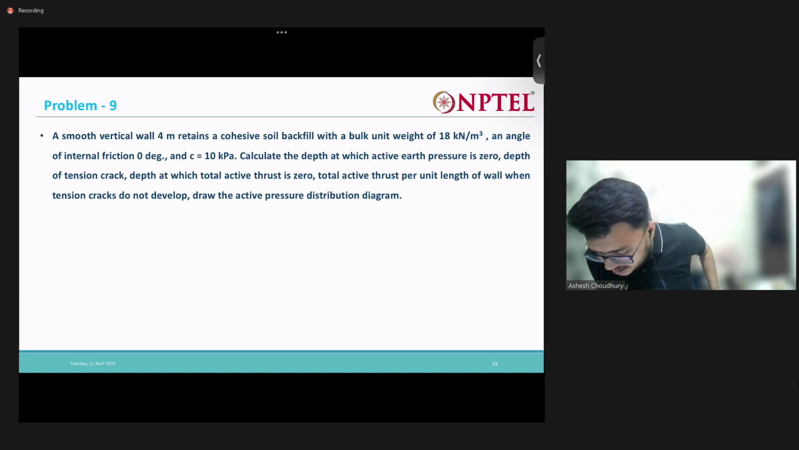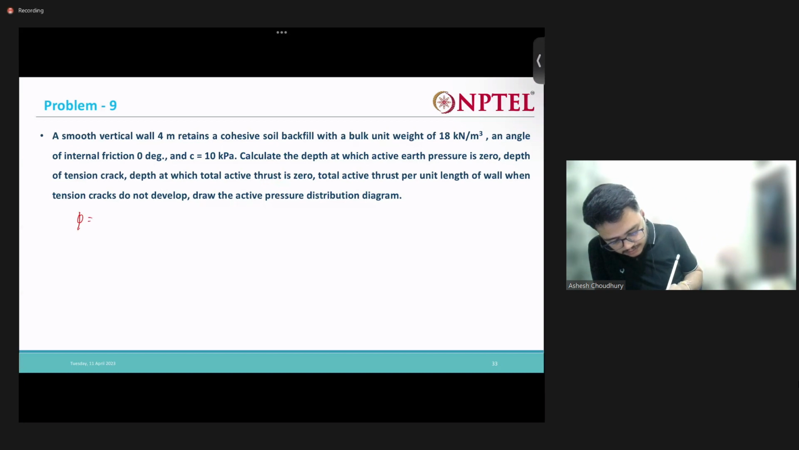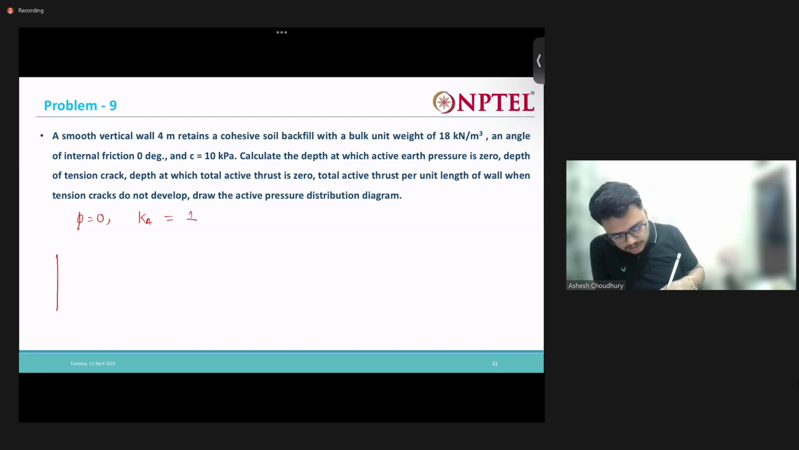Okay. So one by one, let us solve this. First, my phi is what? Phi is 0. So what will be K? 1 minus sine 0 by 1 plus sine 0. What is sine 0? Sine 0 is 0, right. So K will be 1. Now, see, this is my diagram. This is my wall. This is 4 meter height.